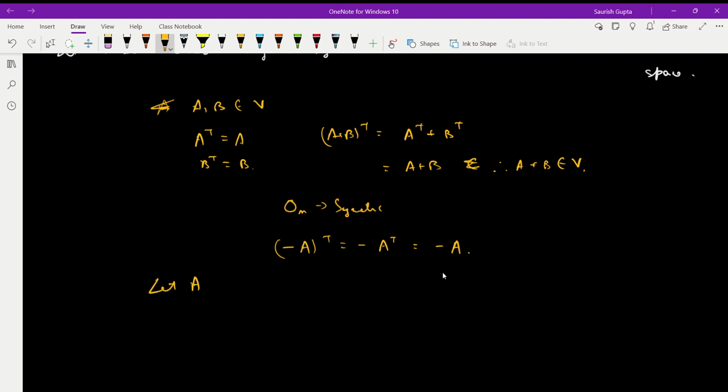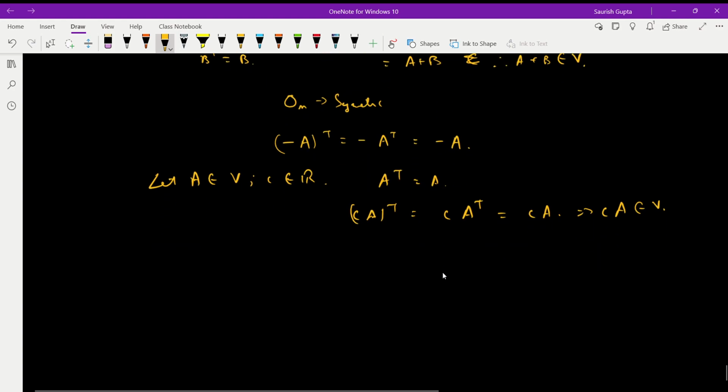The only property which we actually need to check is whether the closure property holds under scalar multiplication. So let A be in V and C be in R. So we know A transpose equals A. What is CA whole transpose? CA whole transpose is nothing but C times A transpose. So this equals CA. That implies CA is in V, right? And you can obviously check it like this.